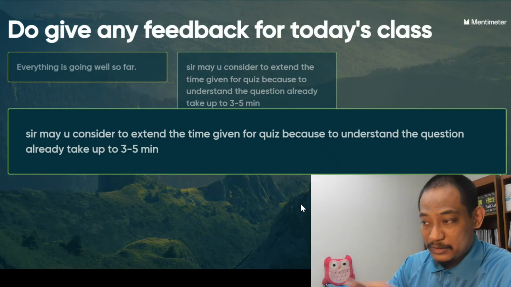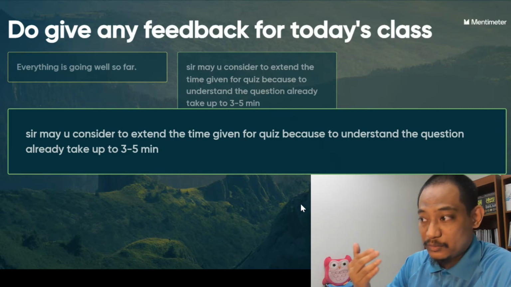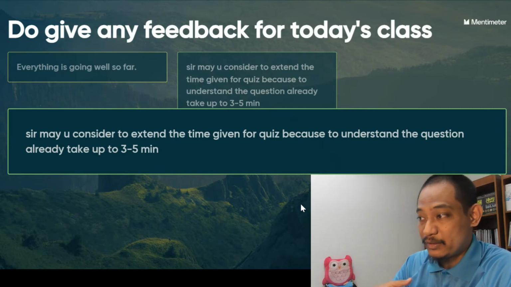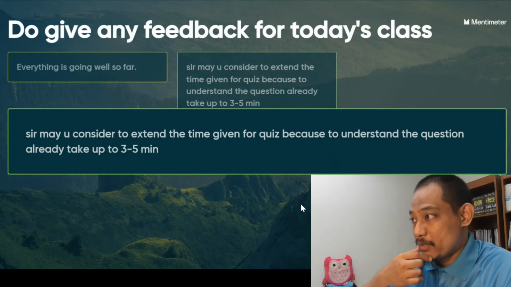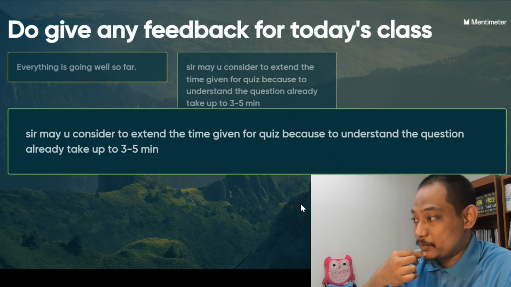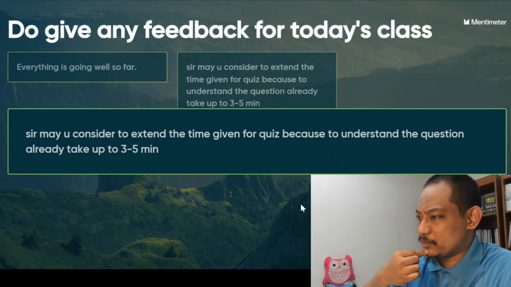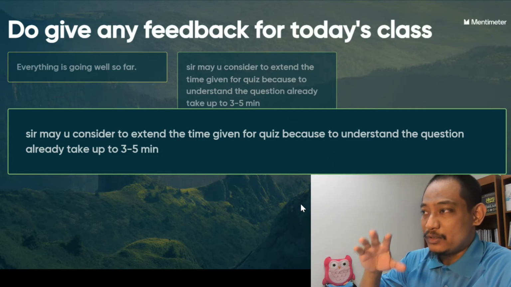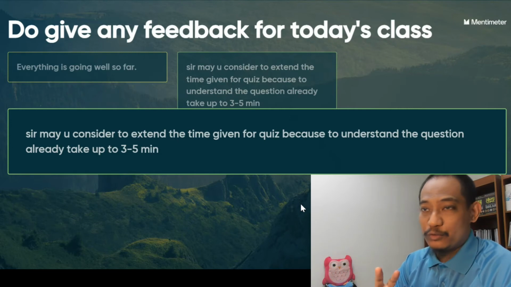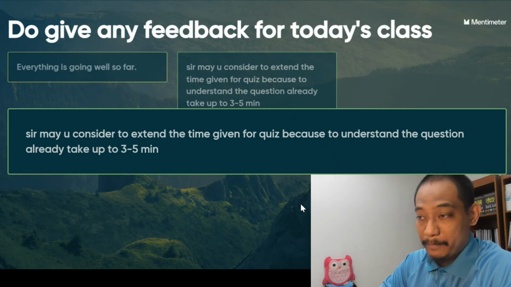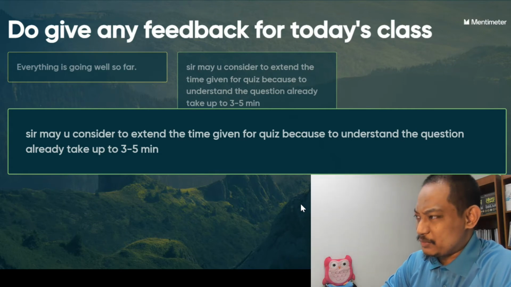So this is an honest question, and you can reply and give feedback, including in the Telegram, or you can PM me, no problem, because I want to understand why it takes so much time to understand the question. Because normally I just give you, for understanding the question, 1 to 2 minutes of the quiz time, and I think it is sufficient. 3 to 5 minutes is too long, because the question is quite short.